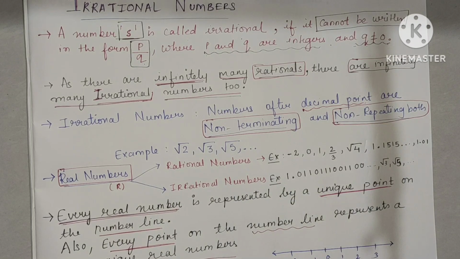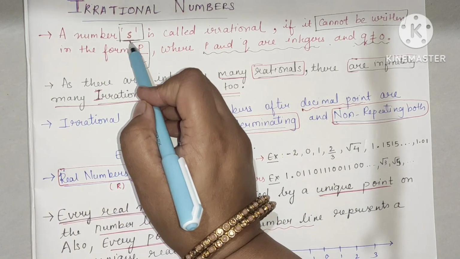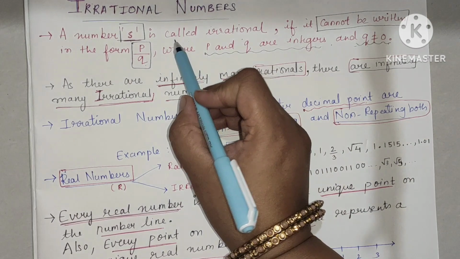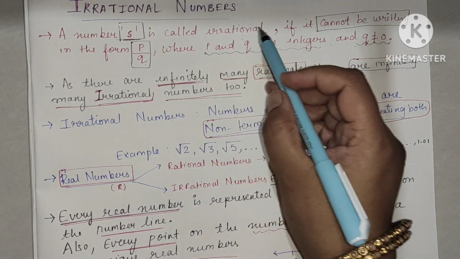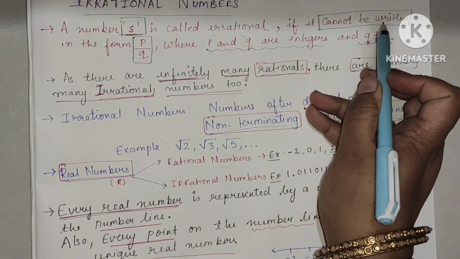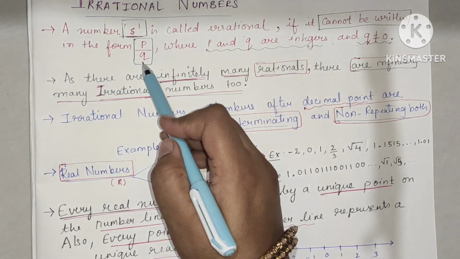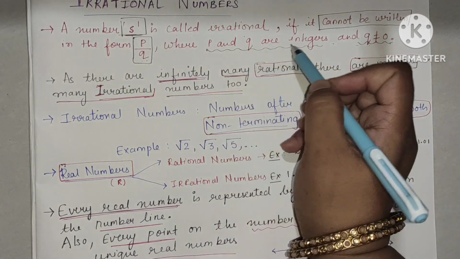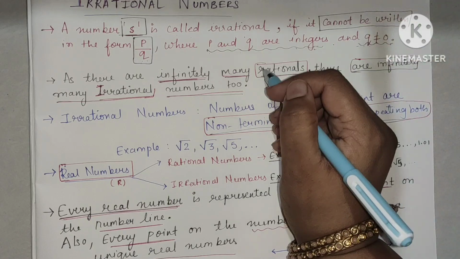Hello everyone. In the previous section, we have seen rational numbers on the number line. Today, we'll see irrational numbers. First of all, what are irrational numbers? A number S is called irrational if it cannot be written in the form of p by q, where p and q are integers and q is not equal to 0.